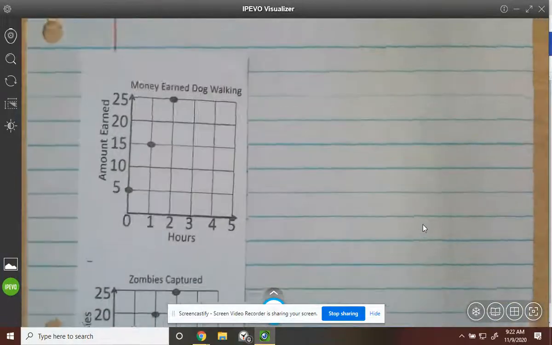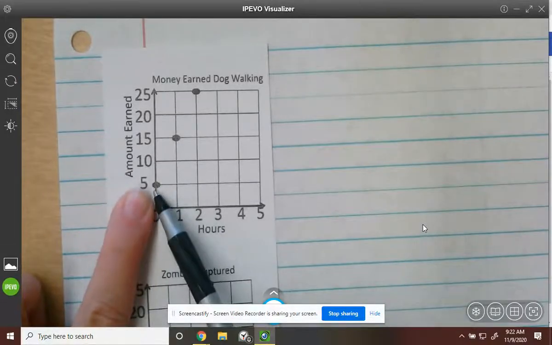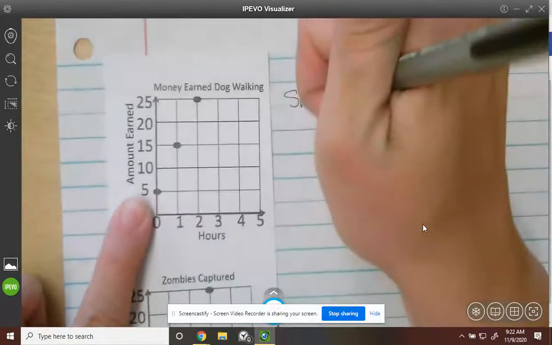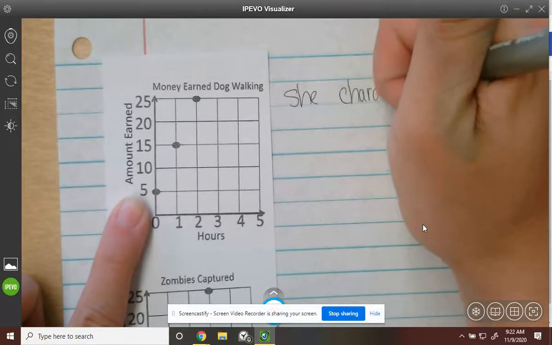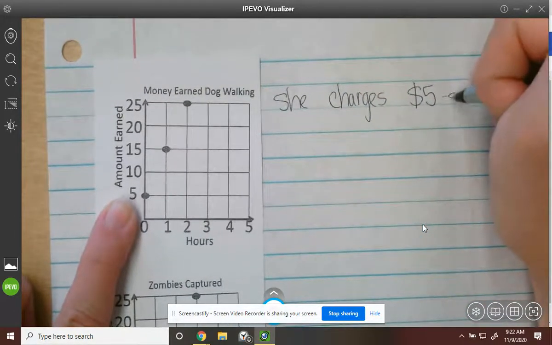Okay, so money earned from dog walking. What's my initial value? What's my starting charge? $5. So that means she charges $5 setup fee.